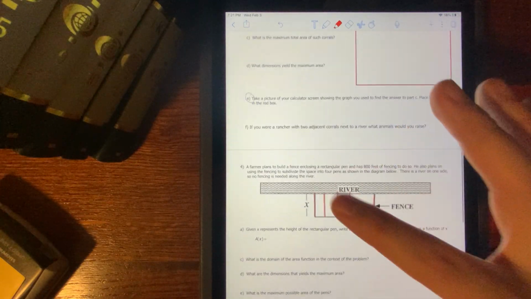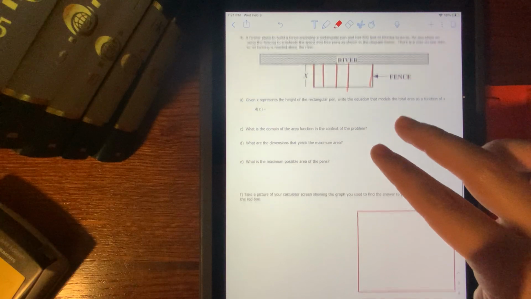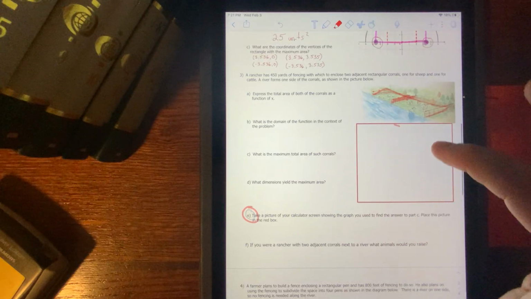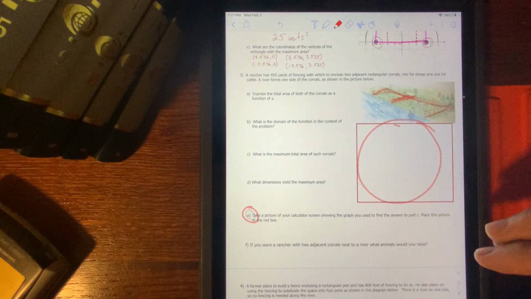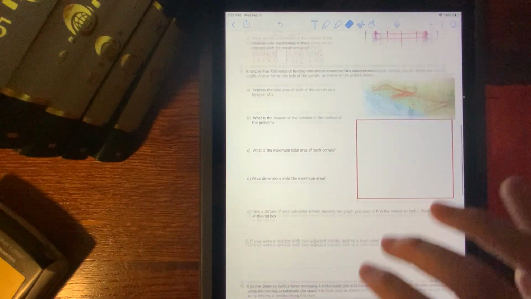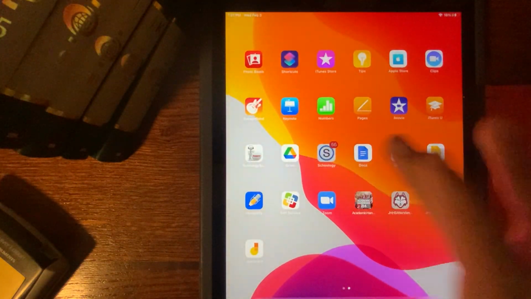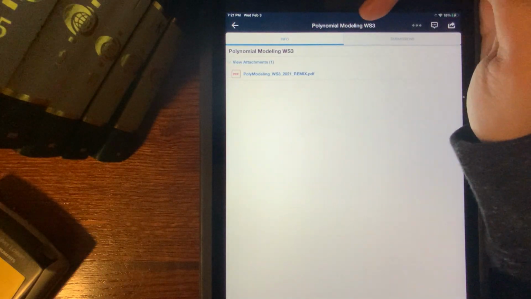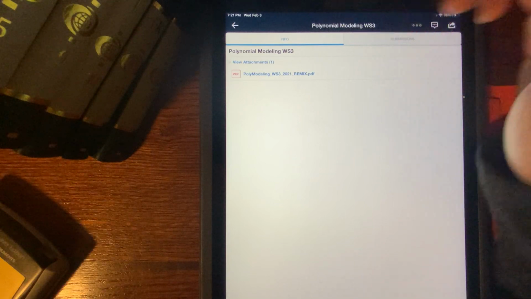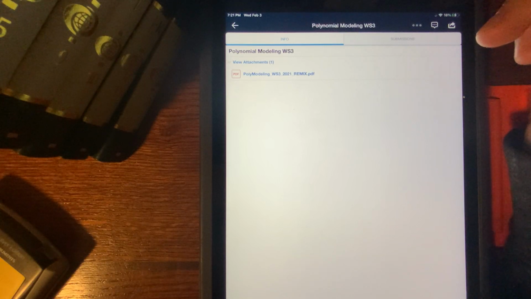So see if you could generate that, get the proper dimensions, get the max area, and again on letter F here, and letter E here, see if you could take a picture of the screen of your calculator, all right? And once you have that done, you could turn it in to Polynomial Modeling Worksheet 3. Okay, so that'll be due by Monday, but there's only 2 questions. You got the rest of the period. This video currently is 48 minutes long, so you should have plenty of time.